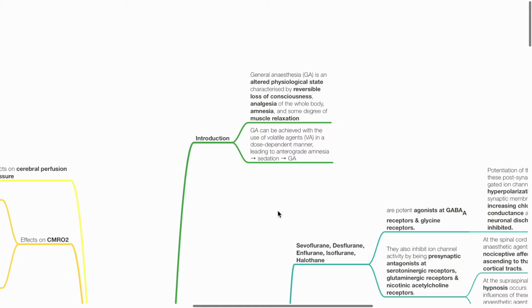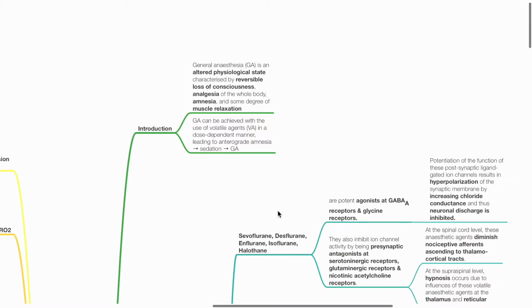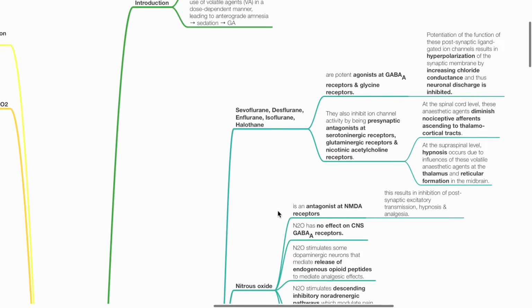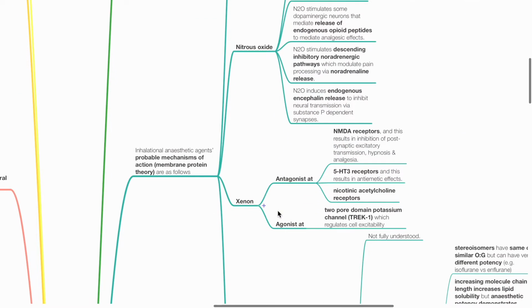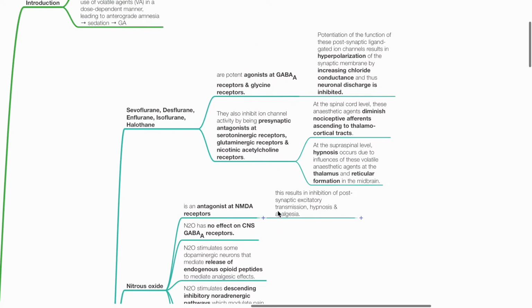some muscle relaxation. GA can be achieved by use of volatile agents in a dose-dependent manner, leading to anterograde amnesia, sedation, and general anesthesia. Probable mechanisms of actions of volatile anesthetics: sevoflurane, desflurane, enflurane, isoflurane, and halothane are potent agonists at GABA-A receptors and glycine receptors.